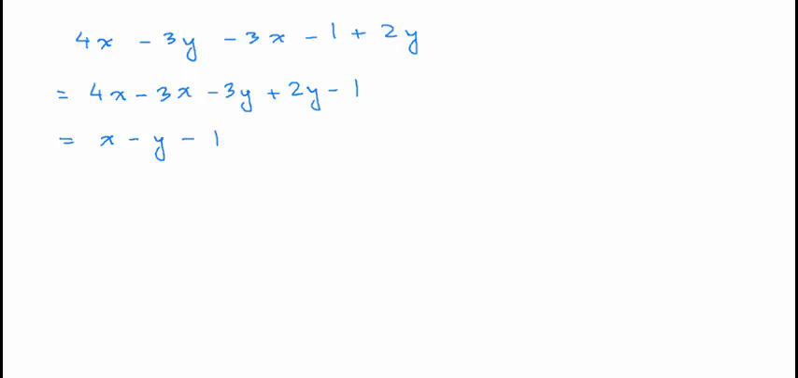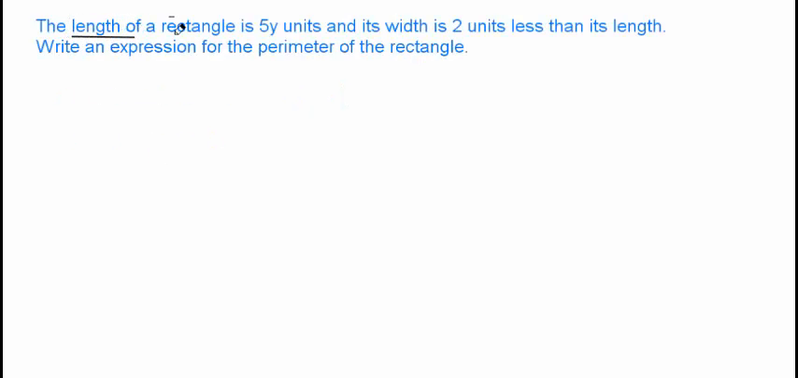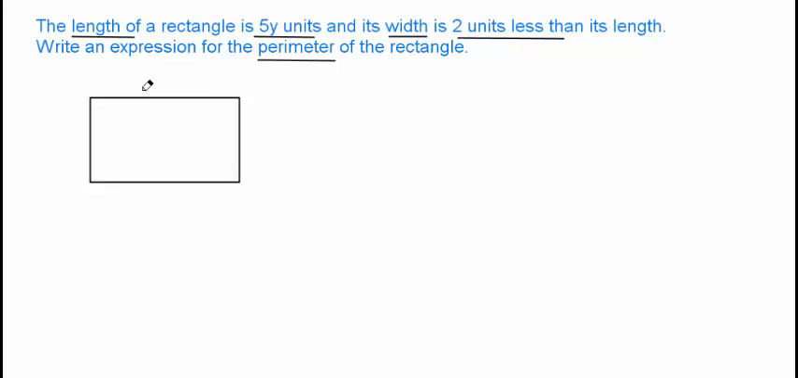Let's try another one. The length of a rectangle is 5y units and its width is 2 units less than its length. Write an expression for the perimeter of the rectangle. So we have a rectangle whose length is 5y. Opposite sides on a rectangle are the same length, so this is also 5y. And then the width is 2 units less than its length. The length is 5y, the width is 2 units less, so that's 5y minus 2. And therefore this side is also 5y minus 2.